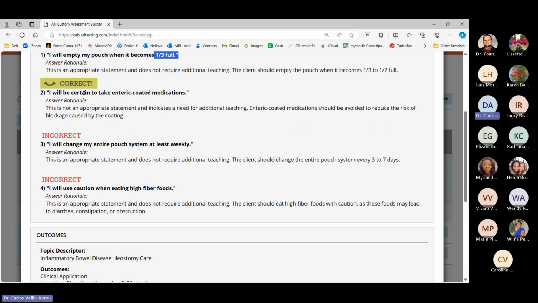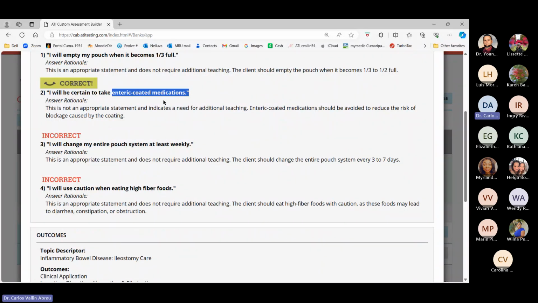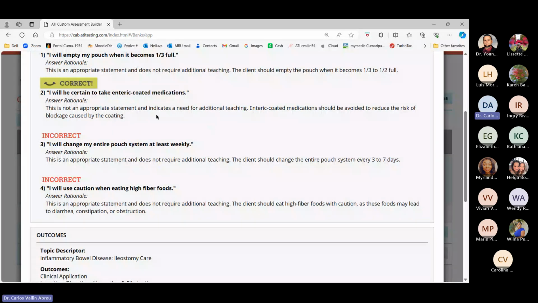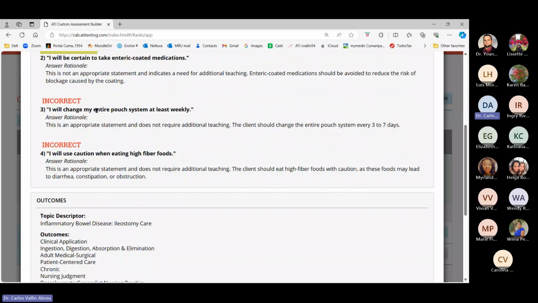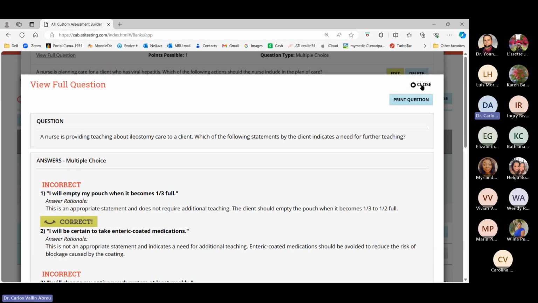I will be certain to take enteric-coated medication. No, you should not be taking enteric-coated medication. Remember that we said that enteric-coated tablets can produce obstruction. I will change my entire pouch system at least weekly. Okay. I will use caution when eating high fiber foods. Yes, because they don't have constipation. On the contrary, they have diarrhea. So high fiber food is not convenient when you have an ileostomy.